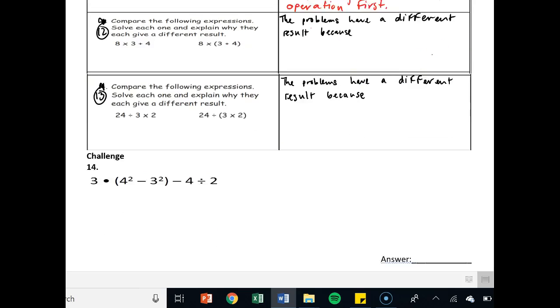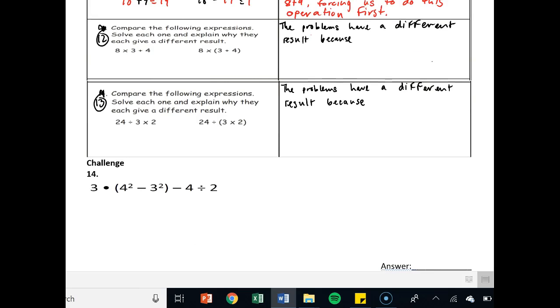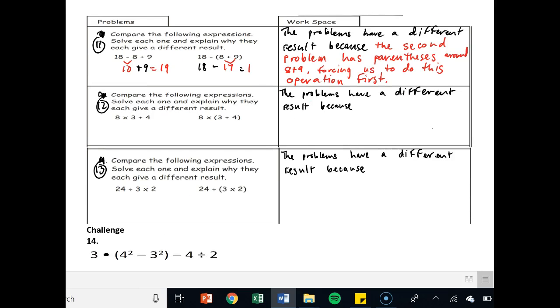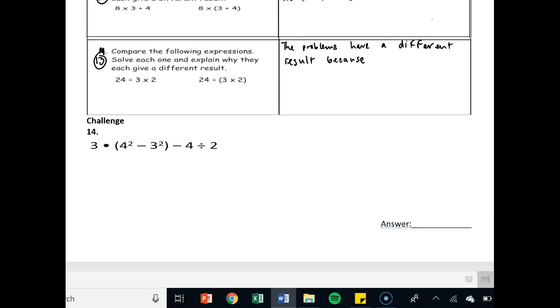So I'm going to leave you 12 and 13 to not only, once you've gotten your answers, please make sure you go ahead and circle them, but then also justify why they are different. So do that in 12 and 13. And then in 14, that's a challenge problem. I'm going to go ahead and allow you to do that on your own, but again, please make sure you show all work.